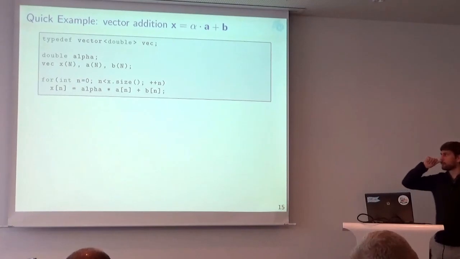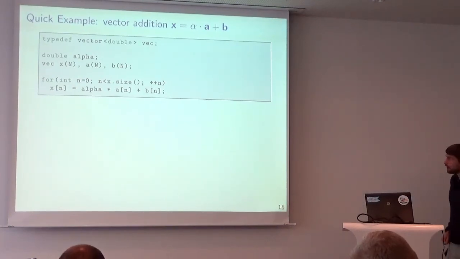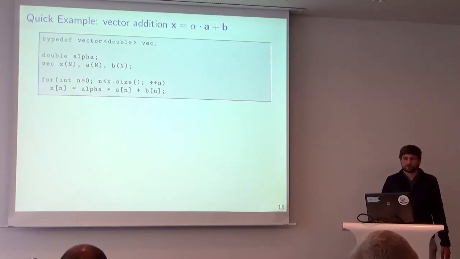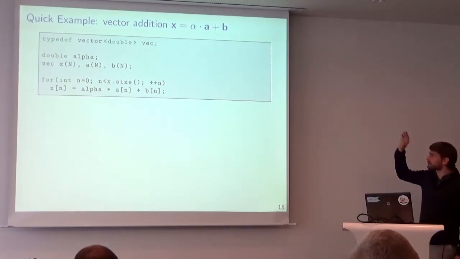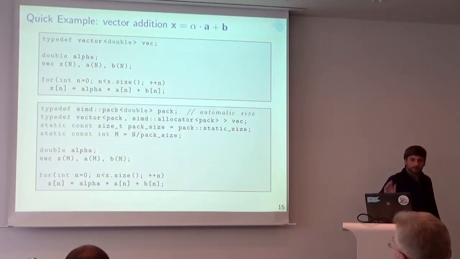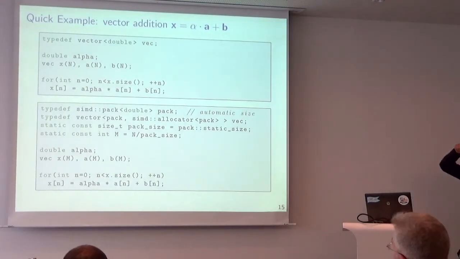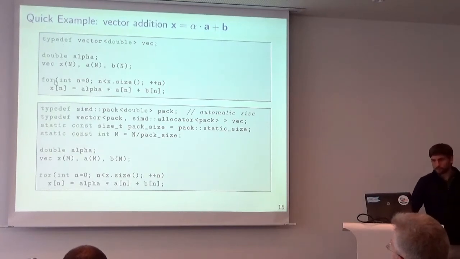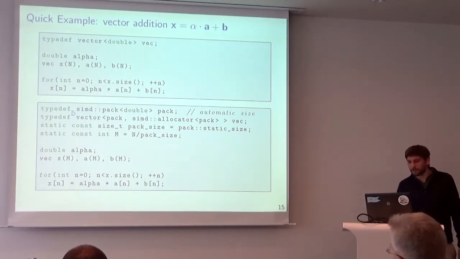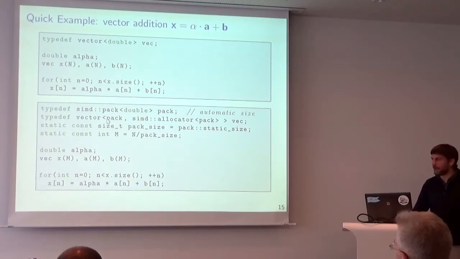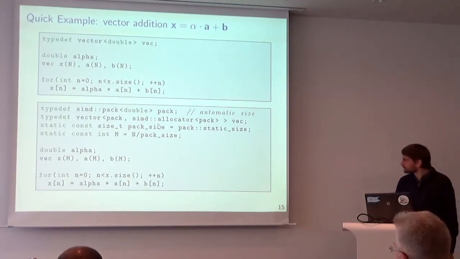Okay, so if you want to implement, let's say, vector addition, here's the straightforward non-SIMD approach. You just use a vector of doubles, you use a for loop, and you calculate whatever you have to calculate. Now let's implement this using SIMD expressions. The only thing I have to change is the typedef here. Now I'm not working on doubles anymore. I'm working on SIMD packs of doubles. I don't have a vector of doubles. I have a vector of such packs with the correct allocator.